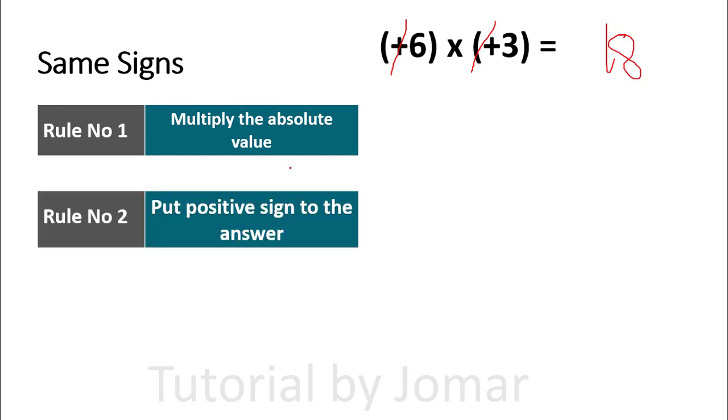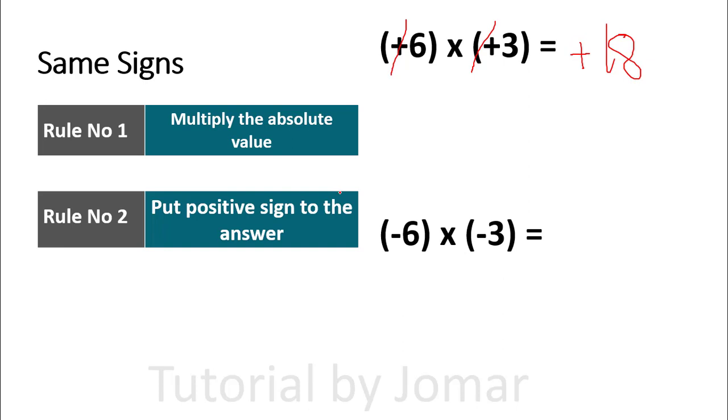Then, rule number 2 natin is kapag same sign tayo sa multiplication of integers, ang gagawin natin is mag-add tayo ng positive sign sa answer natin. Again, kapag same sign, ang rule number 1 natin is i-multiply natin yung absolute value nila. Tapos, maglalagay tayo ng positive sign. Or, ang magiging sign ng answer natin is positive.